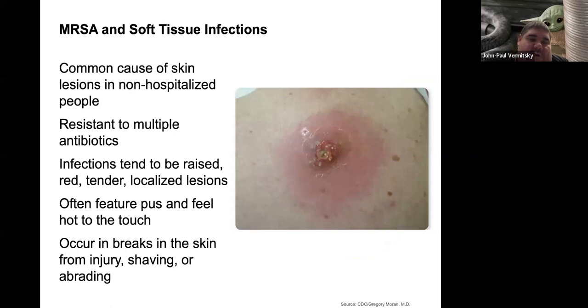Infections of MRSA tend to be raised, red, tender, localized lesions, often feature pus, and feel hot to the touch. They occur in breaks of the skin from injury, shaving, or abrading.